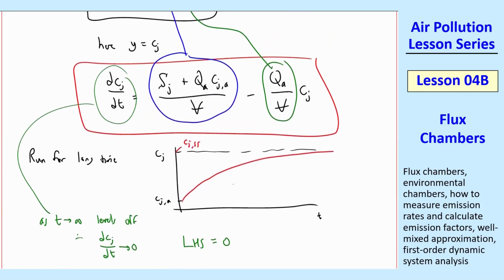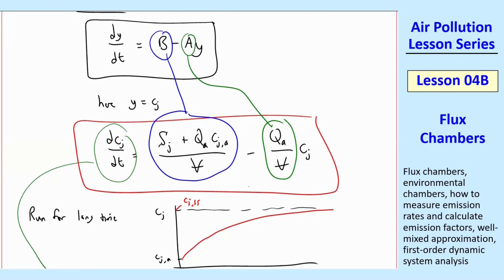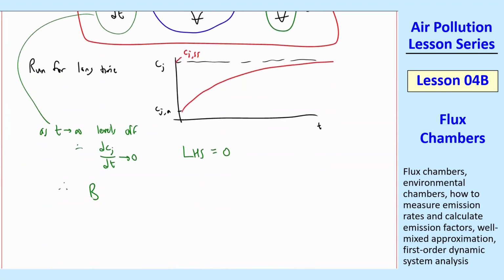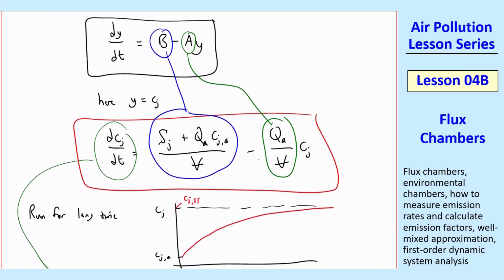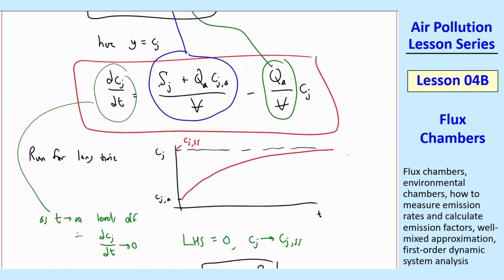Therefore, we can write that the right-hand side, which in terms of the b's is b minus ay, has to equal 0. So b minus a times y, and our y, remember, is CJ,SS, the steady state value. Once it levels off, the left-hand side goes to 0, and CJ goes to CJ,SS. And so we can write from here that CJ,SS equals b over a. And when we plug in our b and our a from these circled blue and green values here, you'll notice that the volume cancels out.